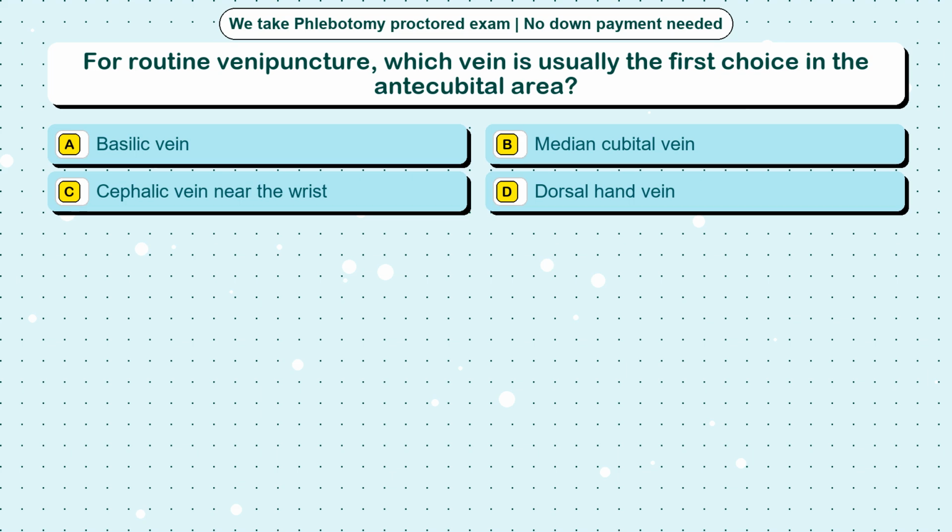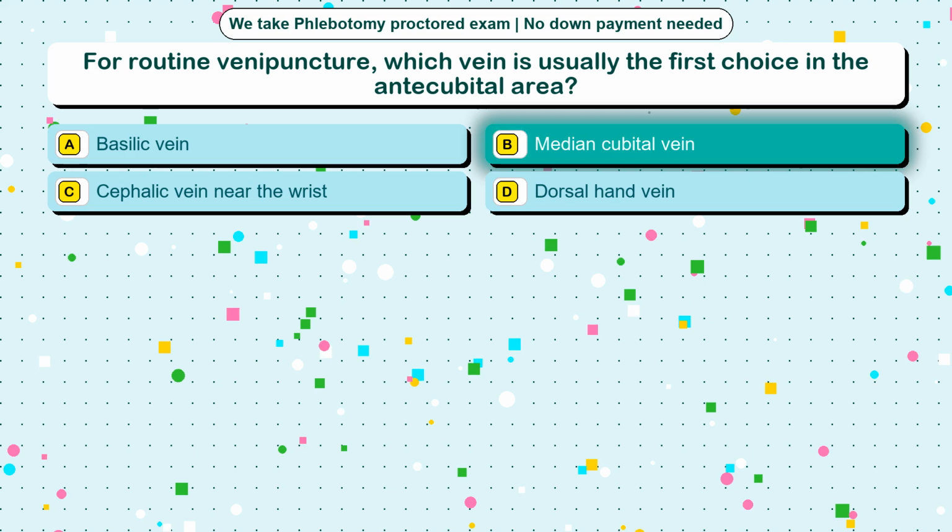Option A, basilic vein. Option B, median cubital vein. Option C, cephalic vein near the wrist. Option D, dorsal hand vein. The correct answer is option B, median cubital vein.